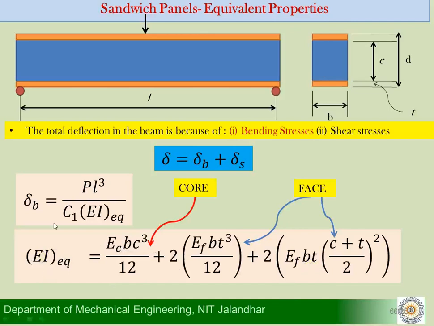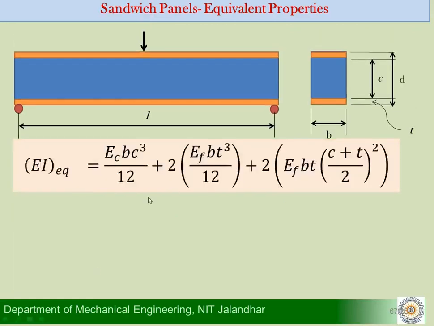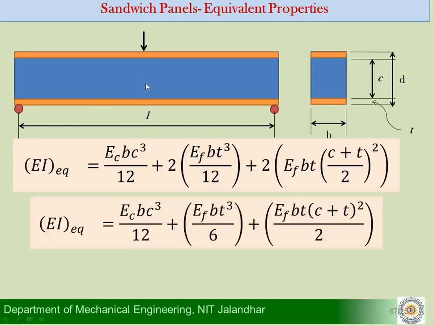So this EI equivalent can be written as these three terms, the first term representing the bending stiffness of the core, and the next two terms representing the bending stiffness of the face material. This is what we say is the equivalent bending stiffness. Going forward, I carry on with this example, and this is the expression that I get for the equivalent bending stiffness for your sandwich panel. There's another way I can simplify that to some extent.